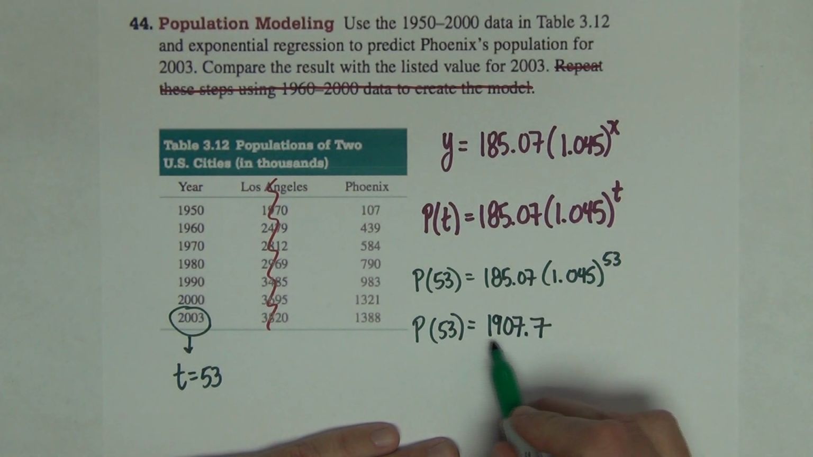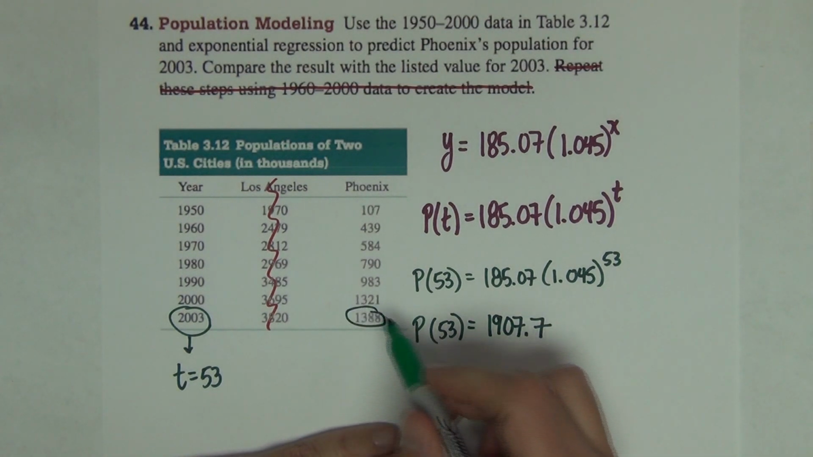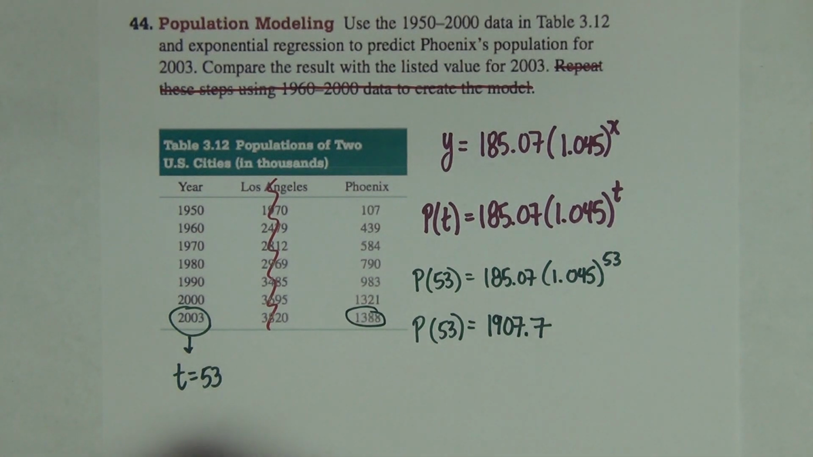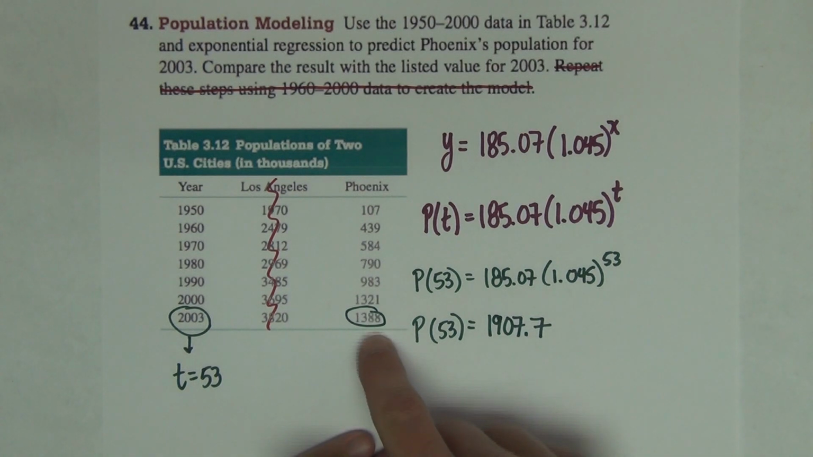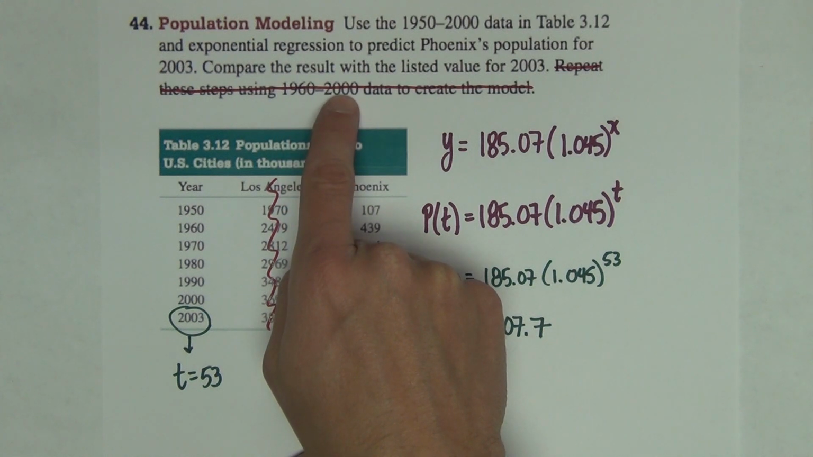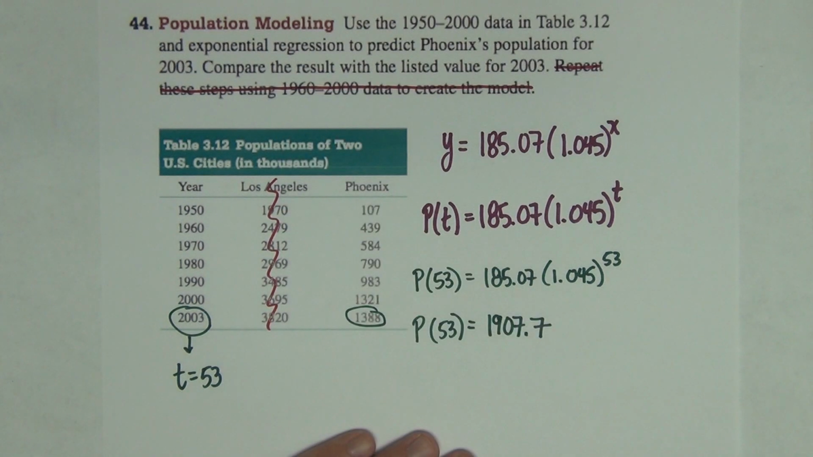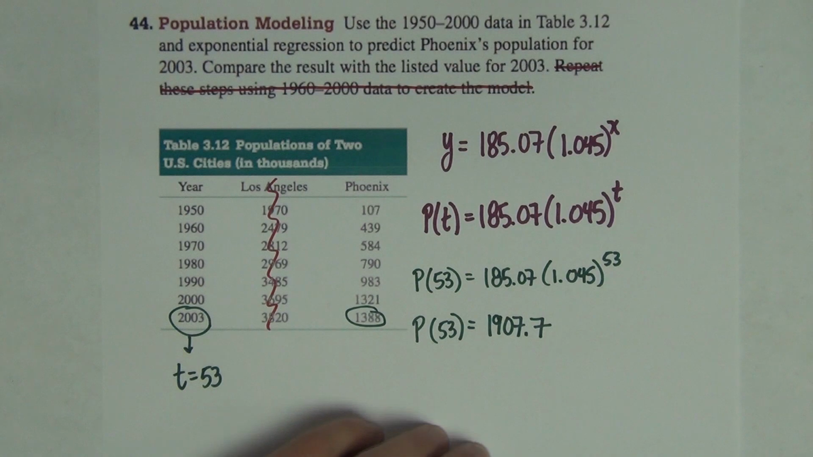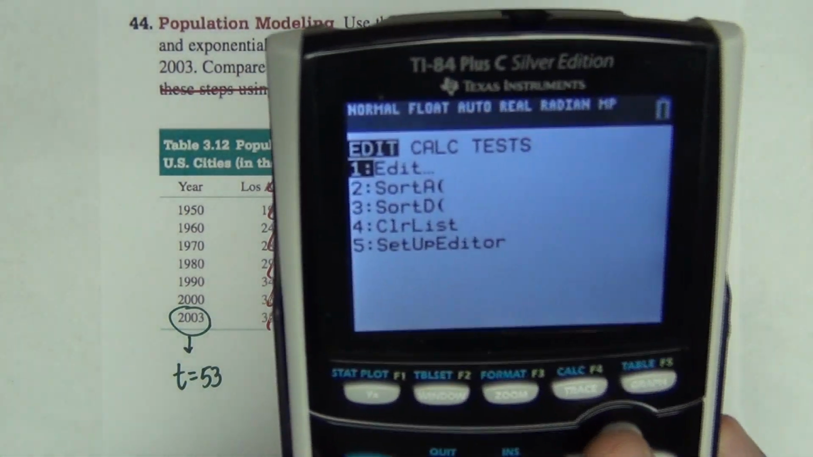Let's compare that to the actual value here. When I do that, I see that it's not a very good model. We're really far off on the actual measured value of Phoenix. So maybe we should do this from 1960 to 2000 and see what we get, even though I crossed it out. It actually won't take us too long to do. Let me show what I would do.